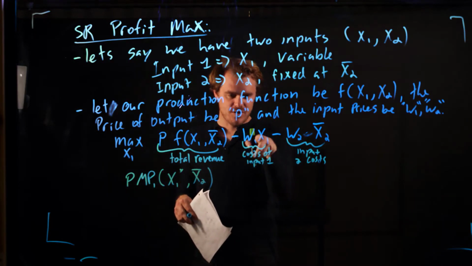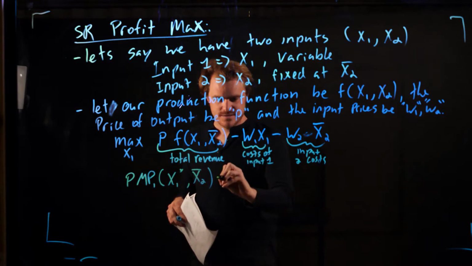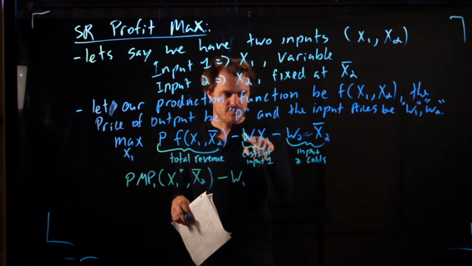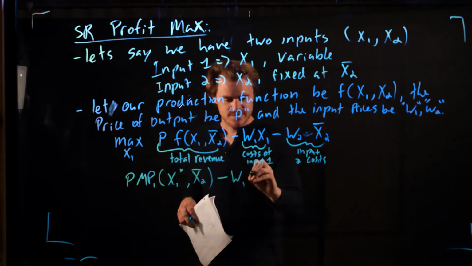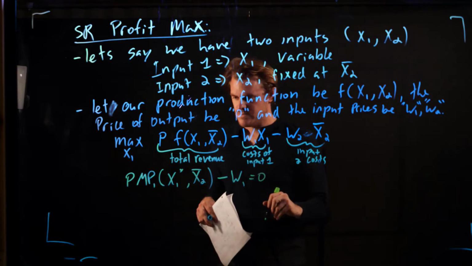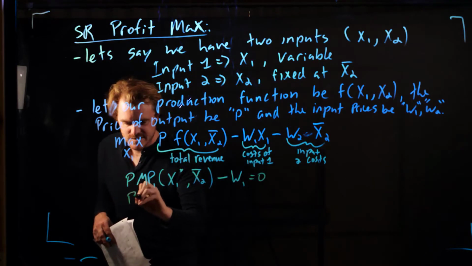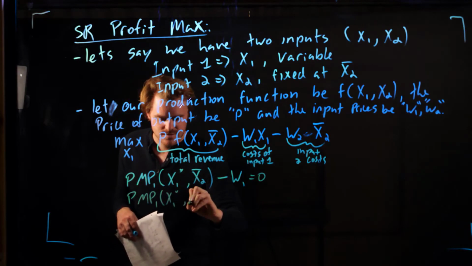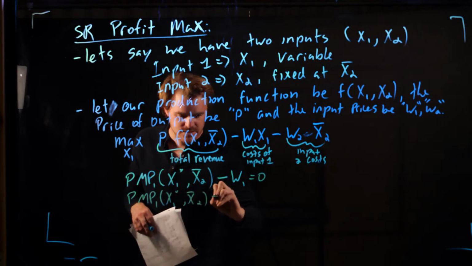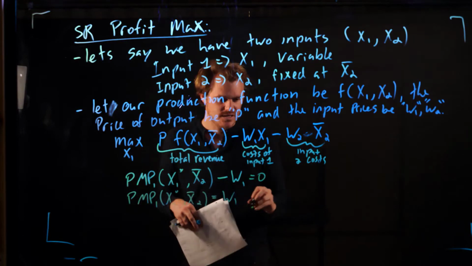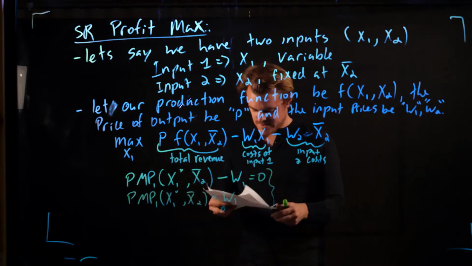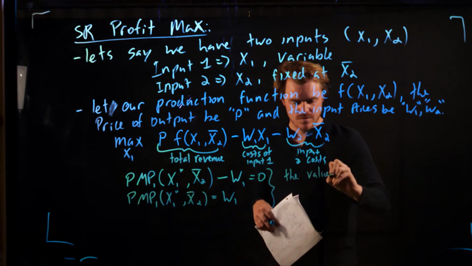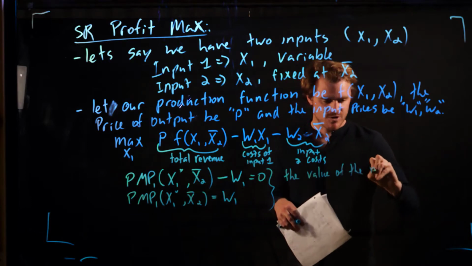And this term also has x1 in it. Here, W is just a constant, right? The derivative of the rest of this with respect to x1 is just W1, equals 0. So that means the price times the marginal product with respect to x1 equals W1. Let's think about what that means. Well, that means the value of the marginal product.